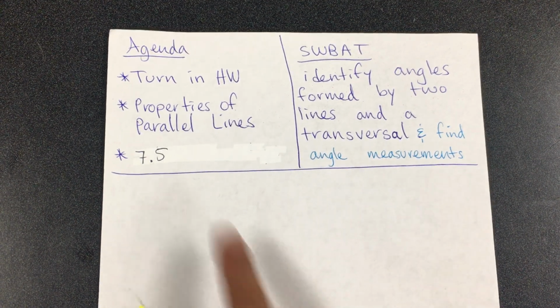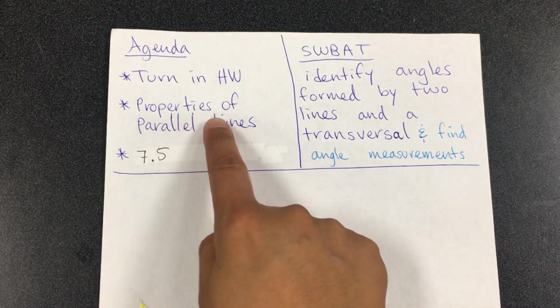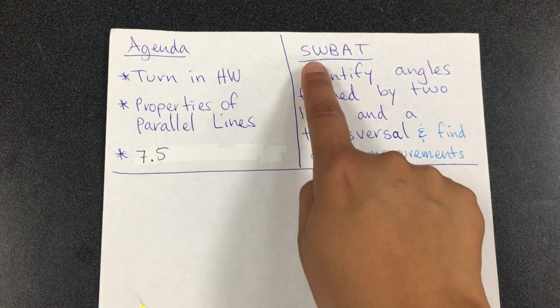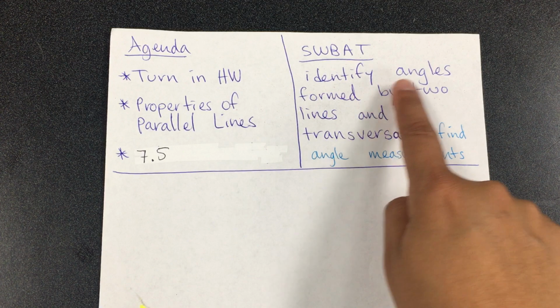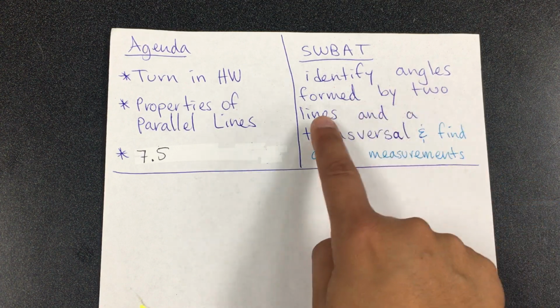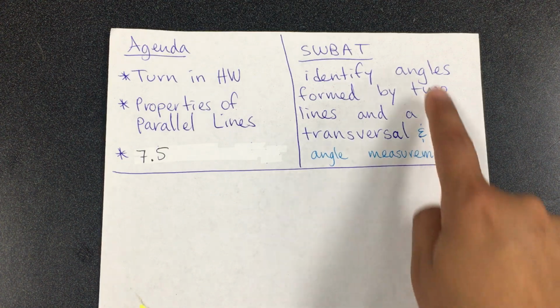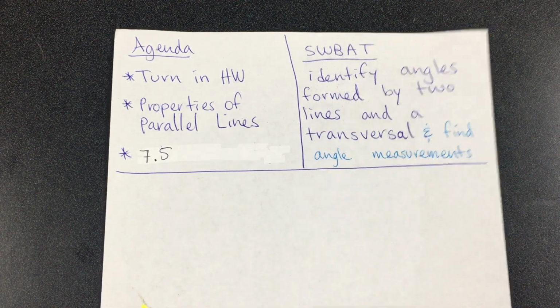Hello students, today's agenda is to turn in homework. You will be learning about properties of parallel lines and you will be able to work on 7.5. Today students will be able to identify angles formed by two lines and a transversal and find angle measurements. And these two lines are parallel lines.